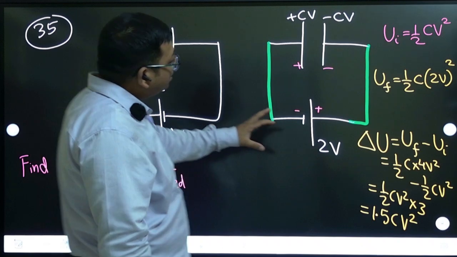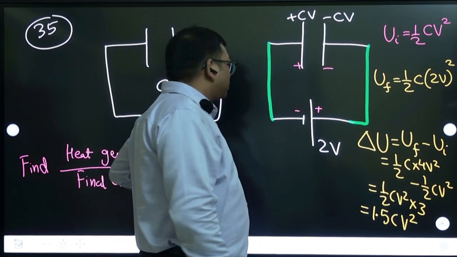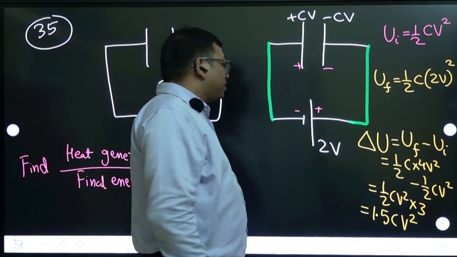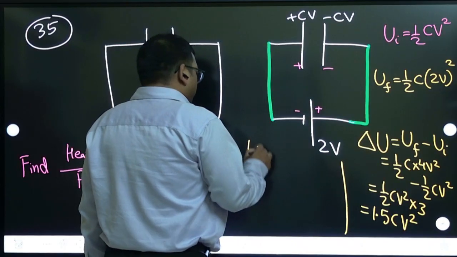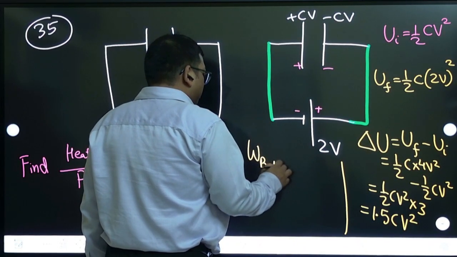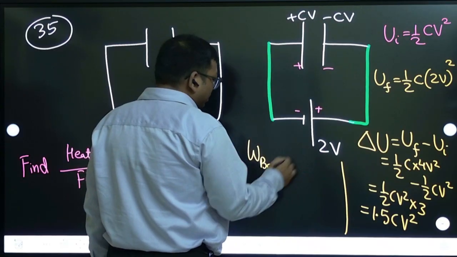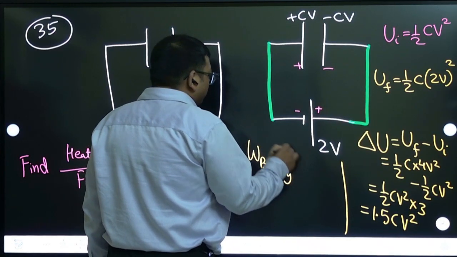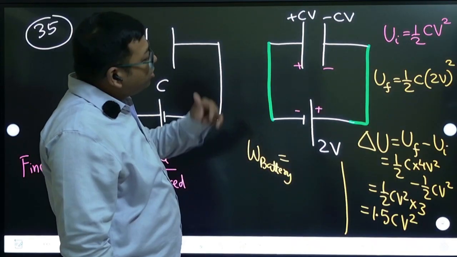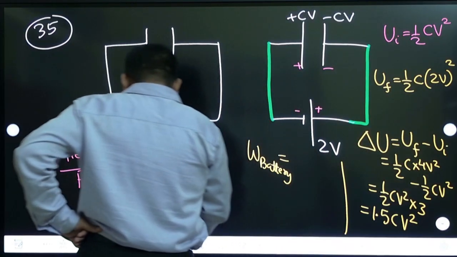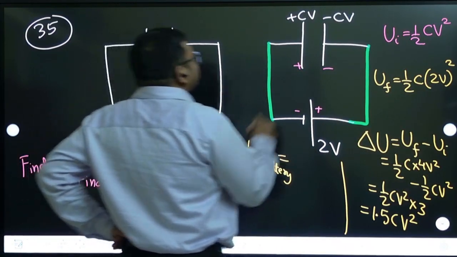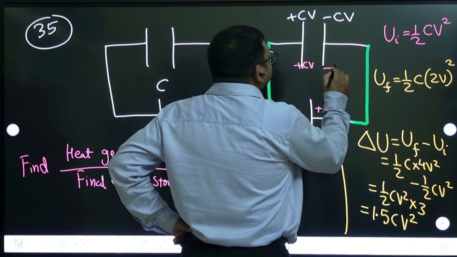But now you need to think about how much work is done by the battery. Now you have to calculate the work done by the battery. Because a battery is involved here, this is the second battery, not the first battery. So how much charge does it send? Previously the charge was plus CV and minus CV.